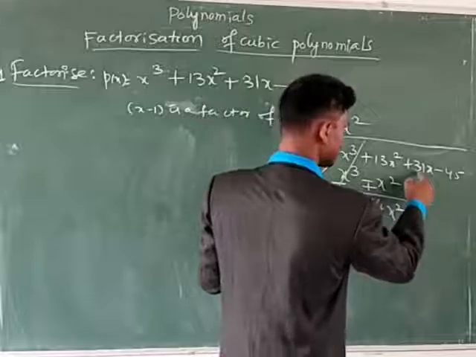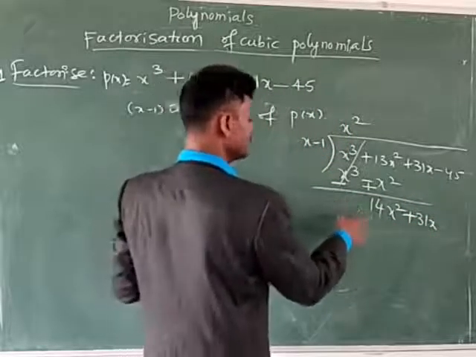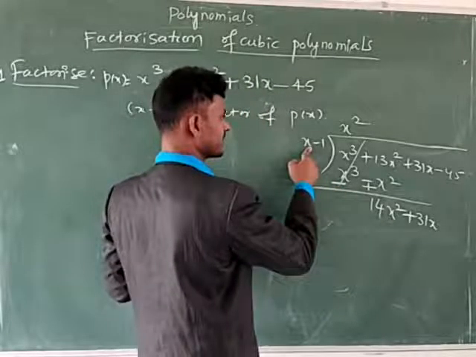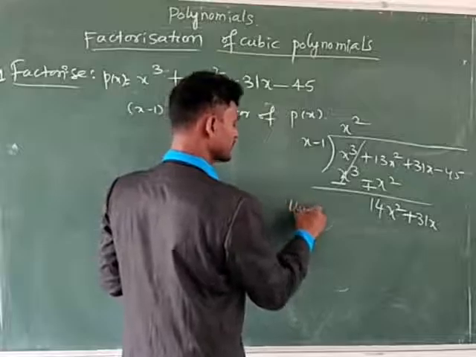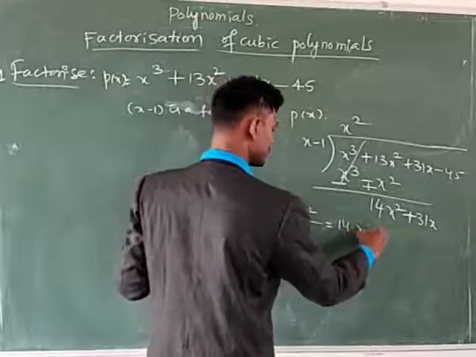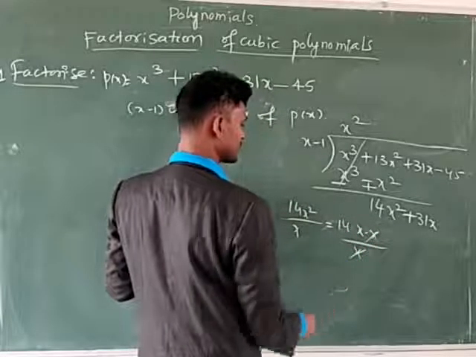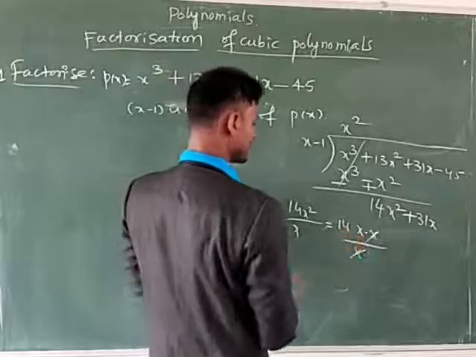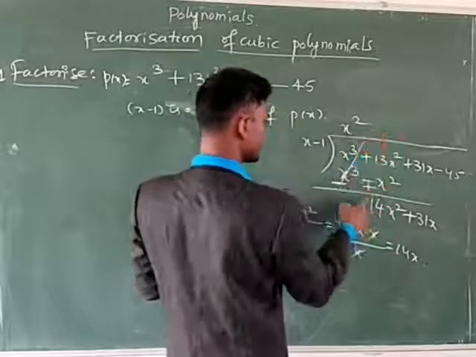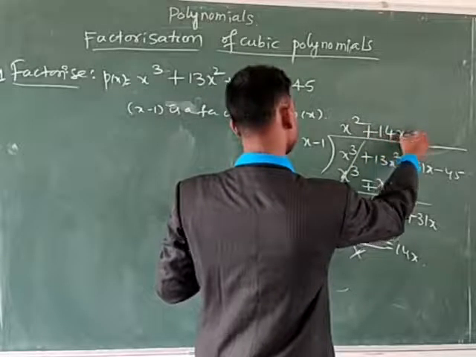Now take this one, 31x. Again you have to multiply; here 14x square is there, here x. Then you have to divide 14x square by x. This one is rewritten as 14x into x. Bases equal means you add the powers: x. This one cancels. Then 14x divided by 14x. Plus or minus, which symbol is here? Plus. Then write plus 14x.